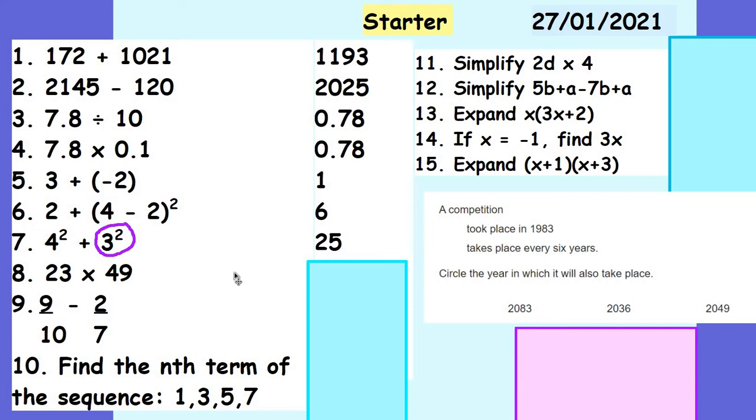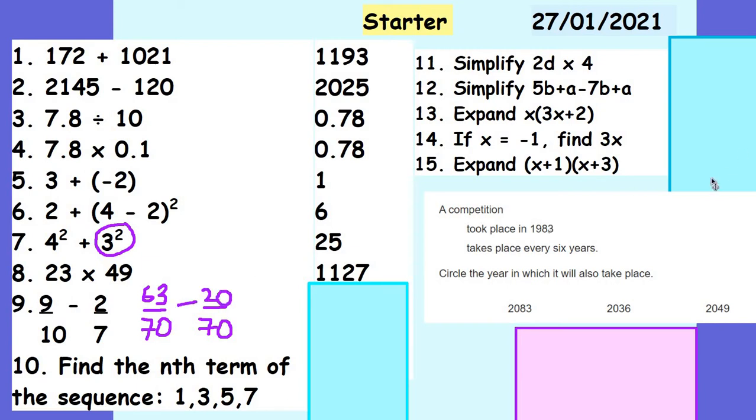For the next one, if you've done a grid or column multiplication, you'll get 1,127. For the next one, I need to start by putting both my fractions over the same denominator, so put both of them over 70. 9 times 7 will give me 63. And 2 times 10 will give me 20. So now I've got 63 minus 20 over 70, which will give me 43 over 70.